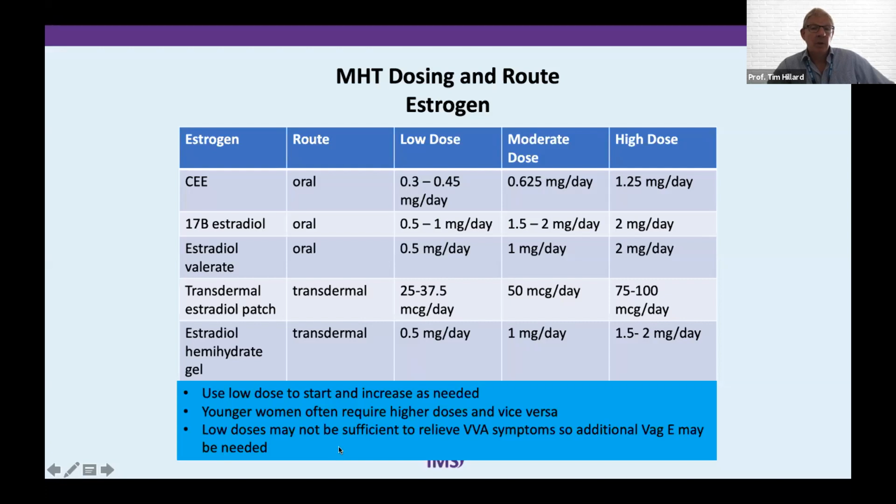Another important point with low dose is to remember that there may not be enough to relieve the VVA symptoms. So additional vaginal estrogens may be needed on top of the standard systemic MHT. We will be discussing VVA symptoms more in the next webinar and one of the forthcoming webinars in August, with more details about that in due course.